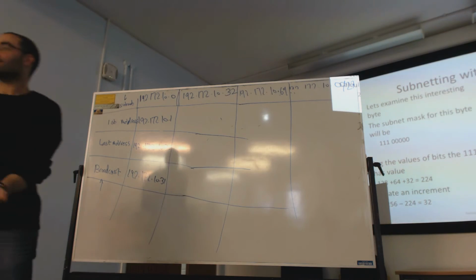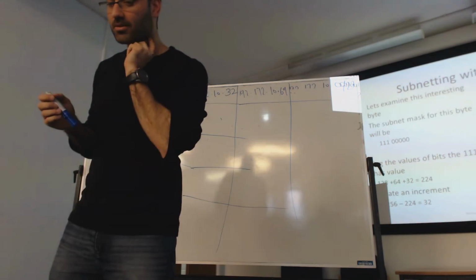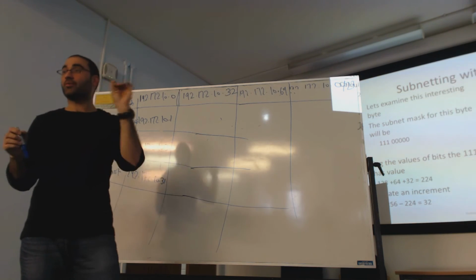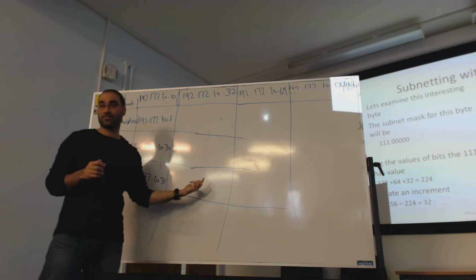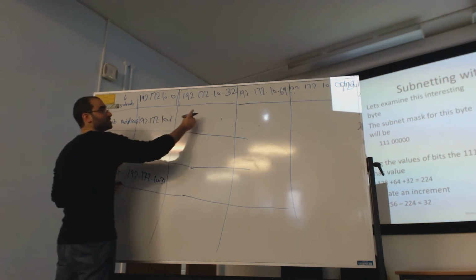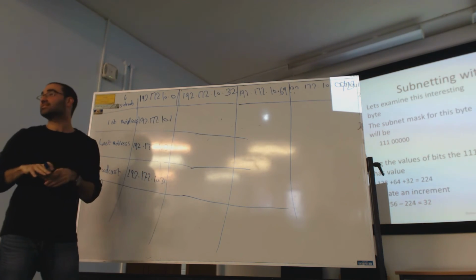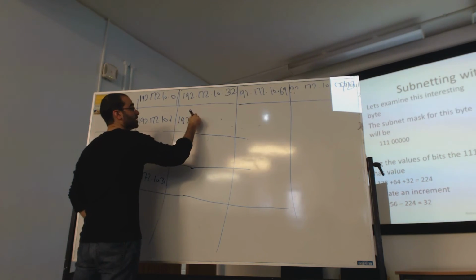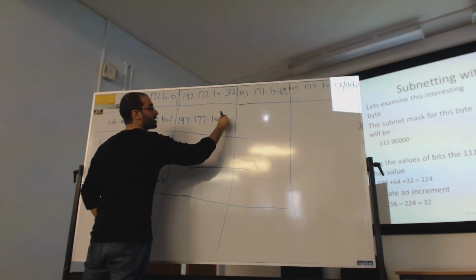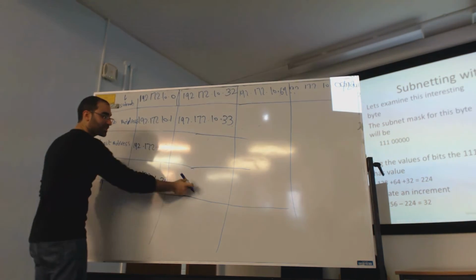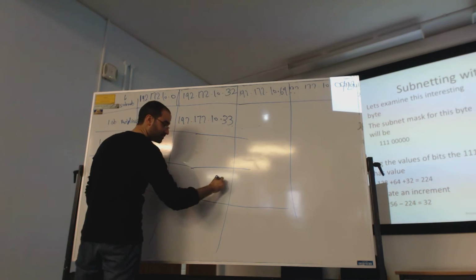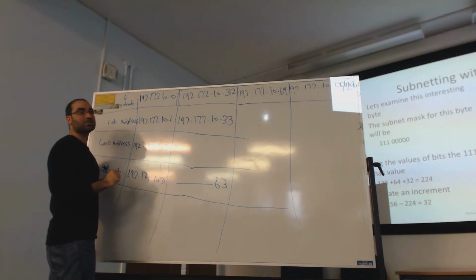Questions? Can you explain the formula of the increment again? I'll do the increment because I'm going to do another question afterwards. But at the moment, let's just fill out the details here. So what is the first address in your second subnet? 33. Exactly, 192.172.10.33. What's your broadcast address? 63. What's your last address?